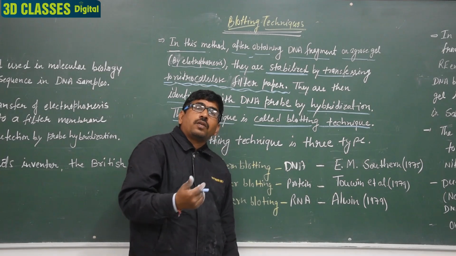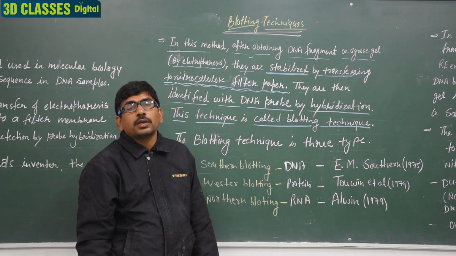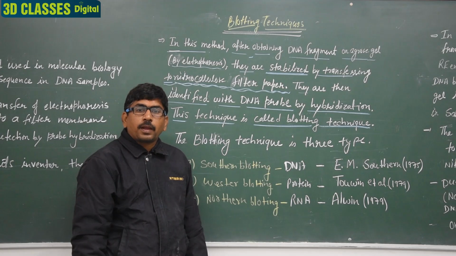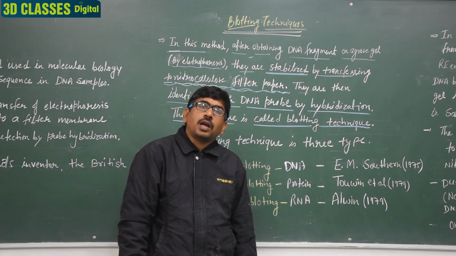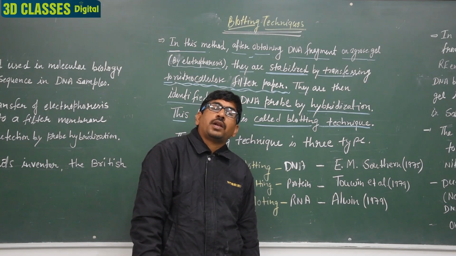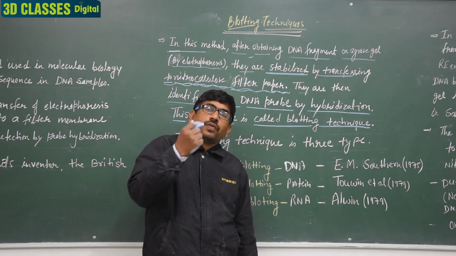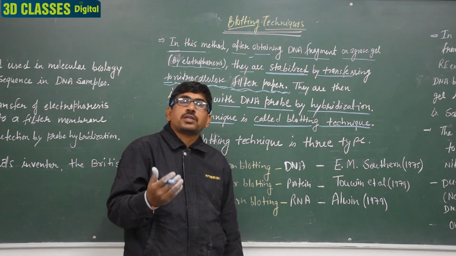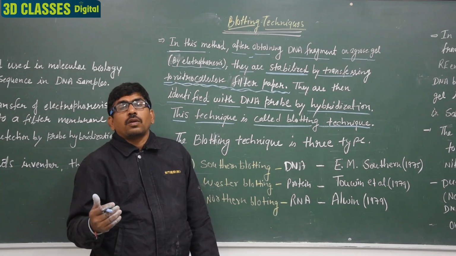Here we utilize the first and second step of the recombinant DNA technology. In the first step, we isolate the DNA, and second, the identification of the desired DNA with the help of electrophoresis. So electrophoresis is required here. After the electrophoresis, blotting starts.